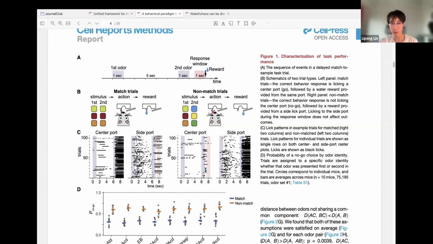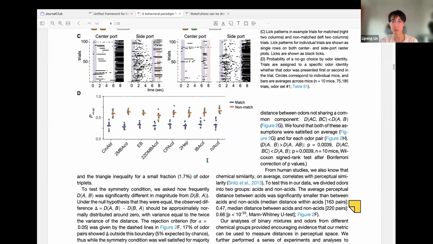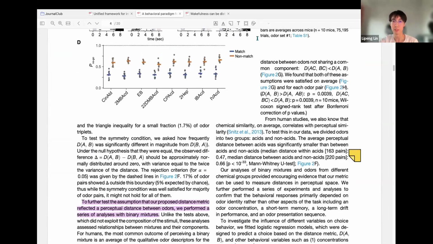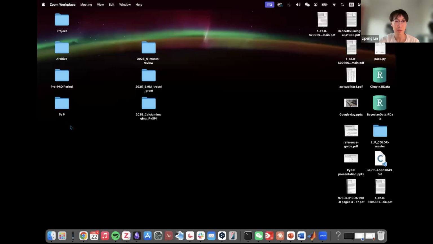So the probability of licking will then be transformed to a distance. The longer the distance, the more dissimilar the mouse perceives the stimuli to be. Okay, share screen again. I should explain the distance metric.